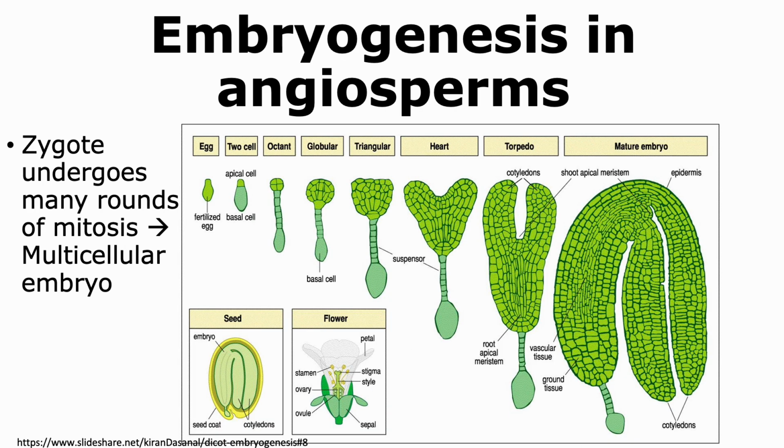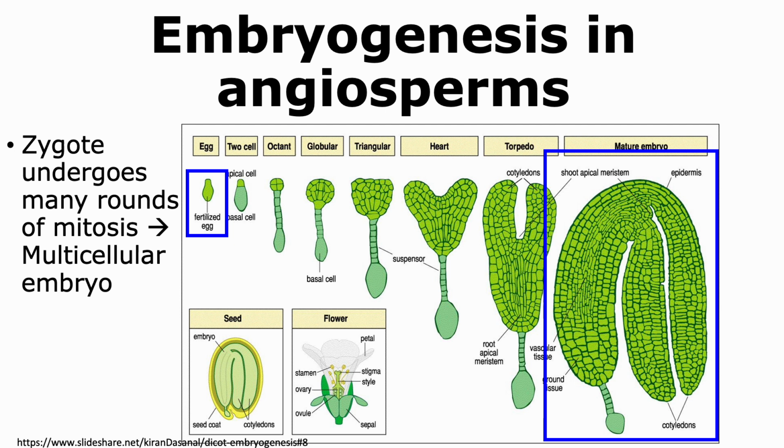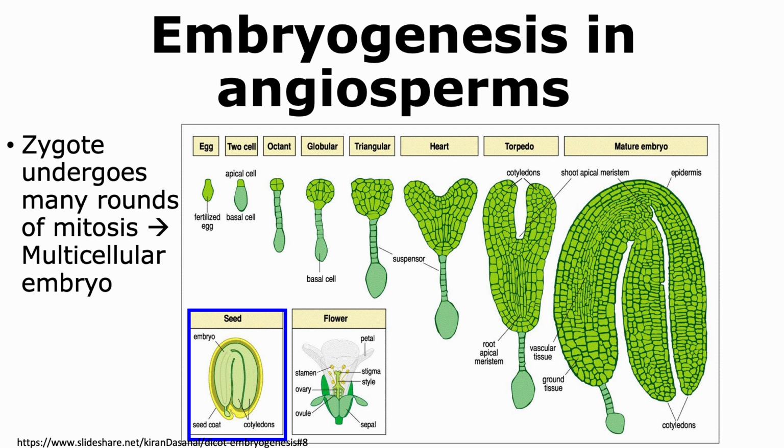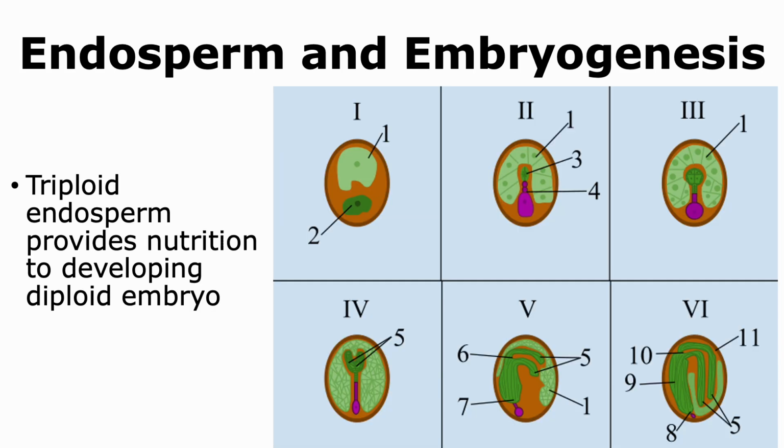The diploid zygote that is thus formed undergoes many rounds of mitosis to give rise to a multicellular embryo. This multicellular embryo occupies the entire space within the ovule. The integuments will form the seed coat around this embryo. Thus, we say that the ovule is the one that actually gives rise to seeds in angiosperms.